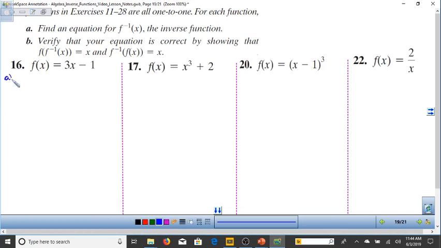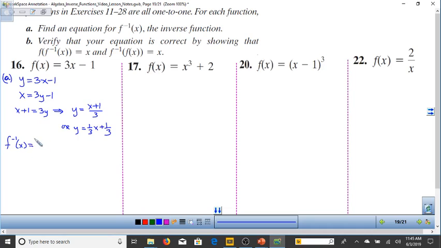For step number 1, I will replace my f of x with y. That's just a cosmetic step. Step number 2, interchange x and y. That is the most important step. Step number 3, solve for y. Add 1 to both sides and then divide by 3. So we get x plus 1 over 3, or we can write it as 1/3 x plus 1/3. So then the last step is to call f inverse of x that function. So we're going to call f inverse of x 1/3 x plus 1/3. That is the inverse of the function.